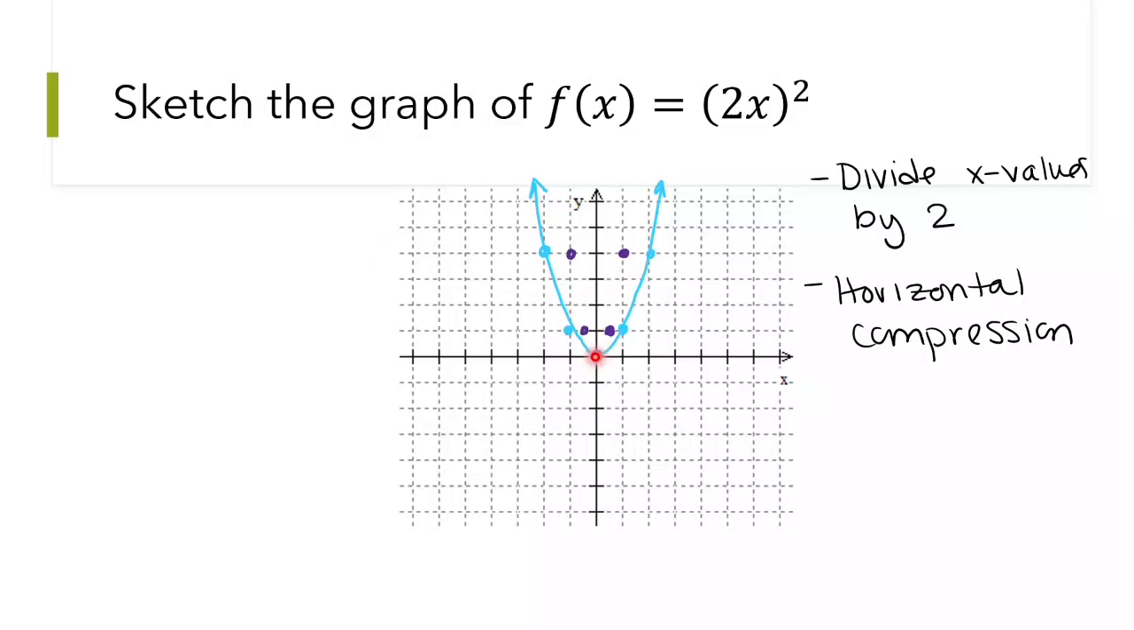So the point that was at the origin stays there. 0 divided by 2 is still 0. But the point that was at 1, 1, I take the x value, I cut it in half, and it moves to 1/2, 1. My parent function should contain the point 2, 4. Same idea. I cut that x value in half, and it should be at the point 1, 4. And there is my graph in purple. It has the same shape, but it's been horizontally compressed.